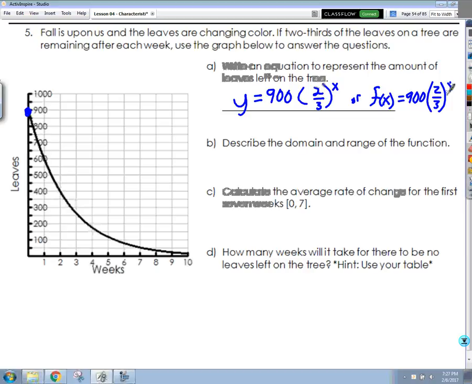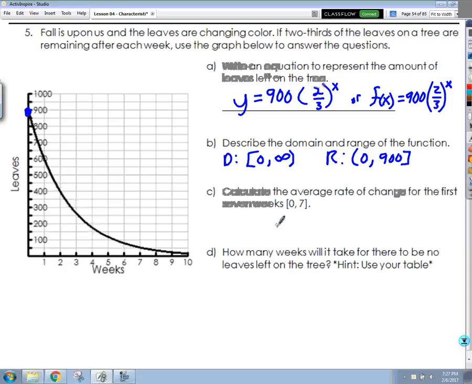There we go. So describe the domain and range of the function. Well, domain, we're starting off at 0, and then we're going on to infinity, as far as the weeks go and whatnot. Range, on the other hand, remember you got to read from the bottom up, so that's going to be approaching 0, but it stops at 900, so we're going to put a bracket around that. Okay, so domain 0 to infinity, and then range, down to up, so 0, and we stop at 900.